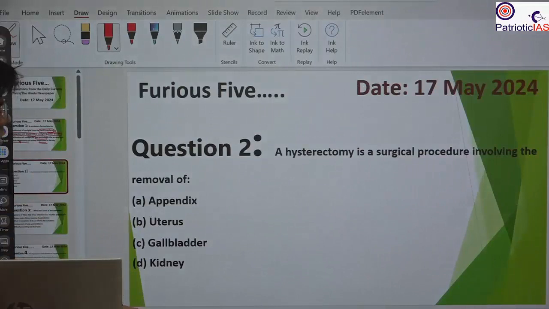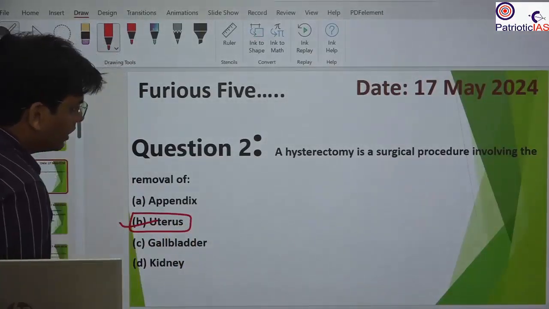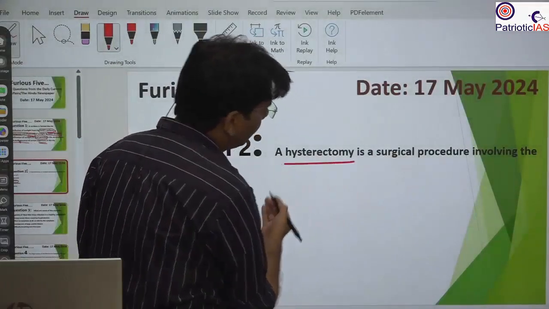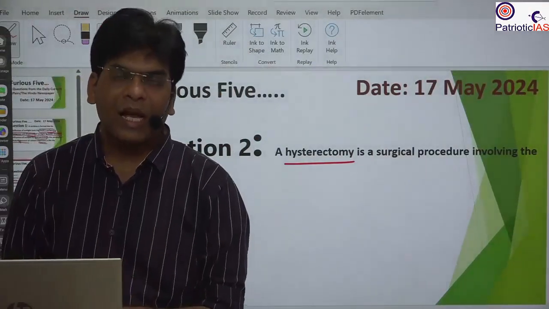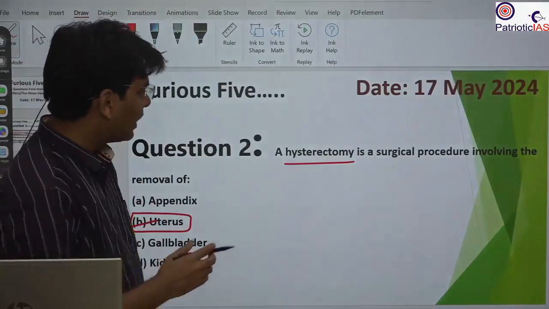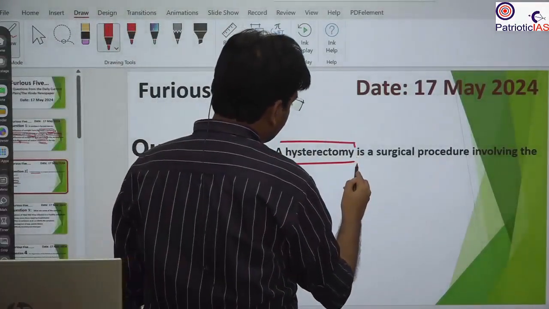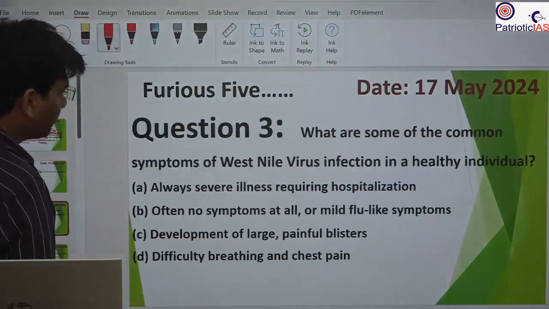Question number 2. Hysterectomy is a surgical procedure involving the removal of the appendix, uterus, gallbladder, kidney. So here it is the uterus. So this is a very straightforward question. It is the hysterectomy, and now there has been criticism of this procedure because it is risky, and yes, we have a new procedure by which we can reduce the risk associated with the hysterectomy. So B will be the correct answer.